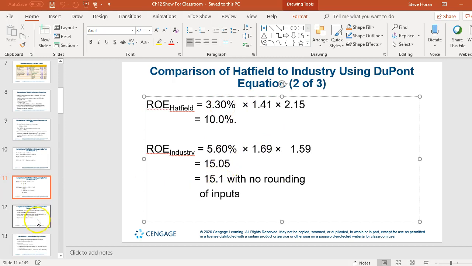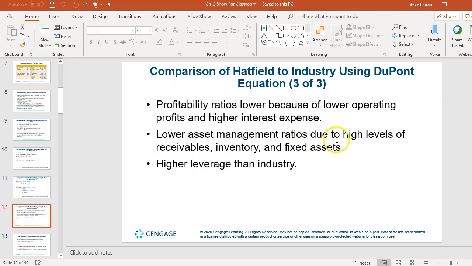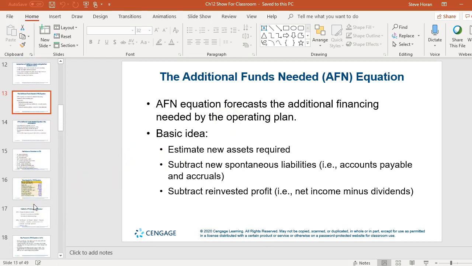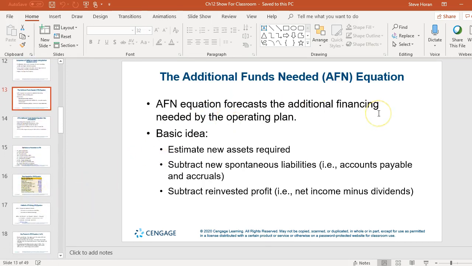So that's kind of hurting the overall number that I get. Okay, so that just kind of helps you figure that out. Okay, so that leads us to what they call the AFN, the Additional Funds Needed equation. And it basically just says, if the company grows, how much financing will be needed to support the new growth?